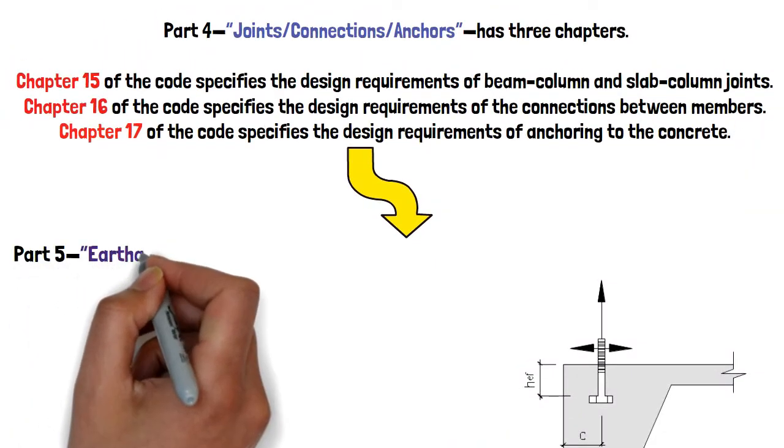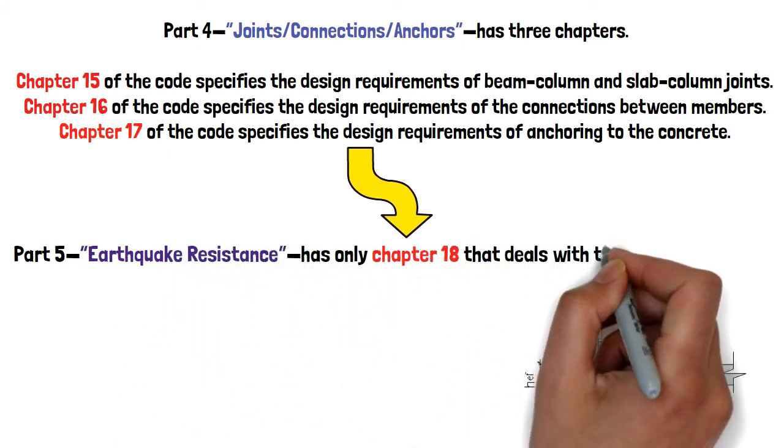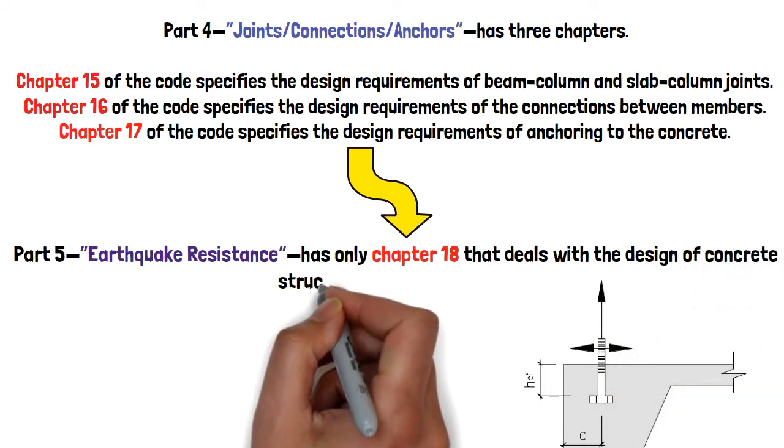Part number 5, Earthquake Resistance, has only chapter 18 that deals with design of concrete structures in seismic zones.